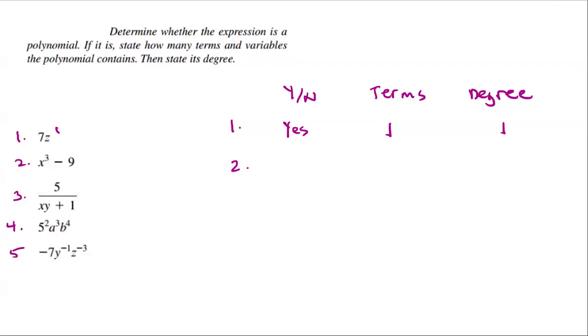And how many terms? Well, there's what? Two terms, 1, 2. Okay, so this is yes. This has two terms, right? And then the degree of this is, well, 3, right? That's the degree.